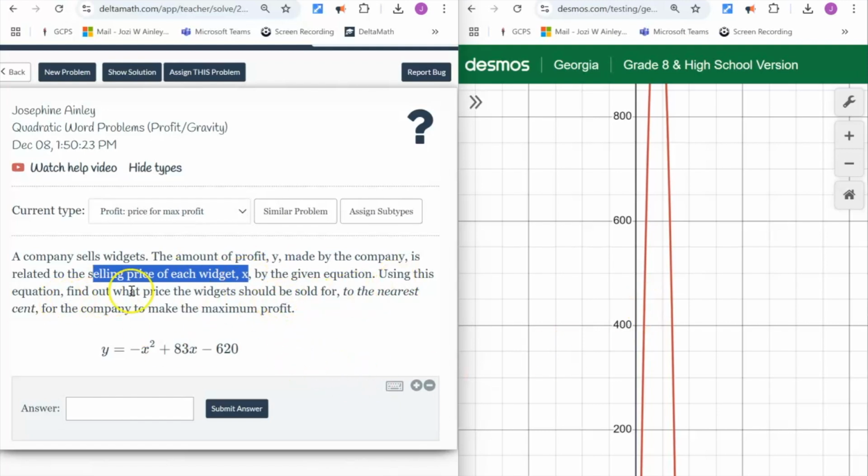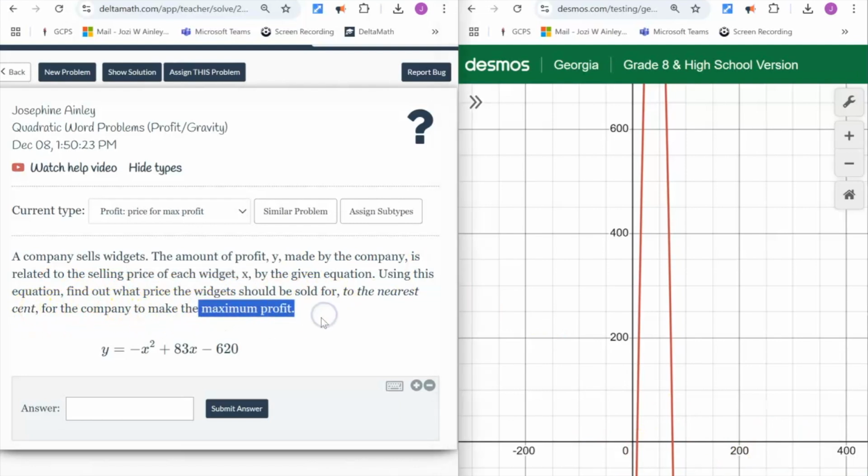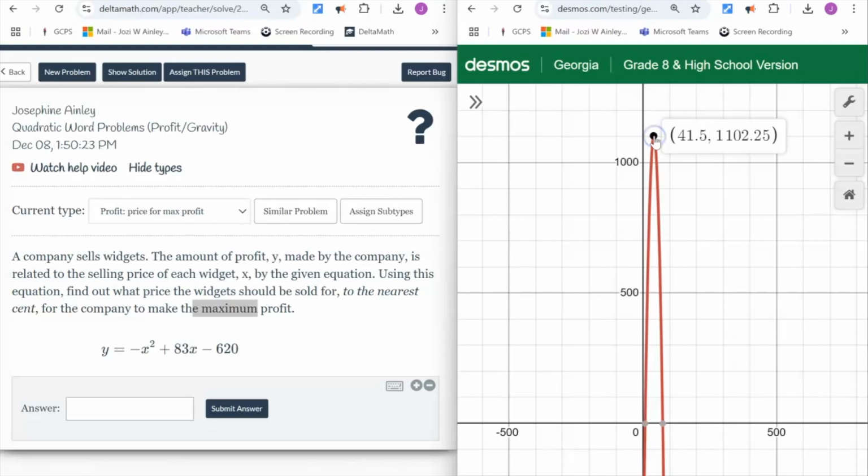So they say, use this equation to find what price. If I'm talking about price, which axis am I looking for? Am I looking for profit Y or price X? I'm looking at the x-axis. So whatever it is that I input, it's one of the numbers on the x-axis, okay? All right, so at what price should the widgets be sold for, to the nearest cent, for a company to make the maximum profit? Well, there's that key word, maximum, right? So I'm going to the maximum, which is the vertex. This will be the maximum profit they make. Why? Because the y-axis is what? Profit. So the maximum they make is the top.